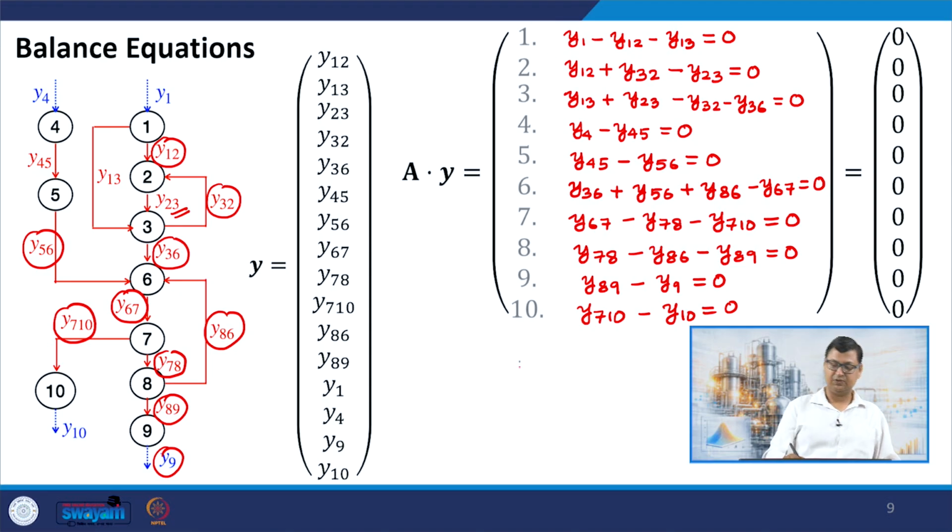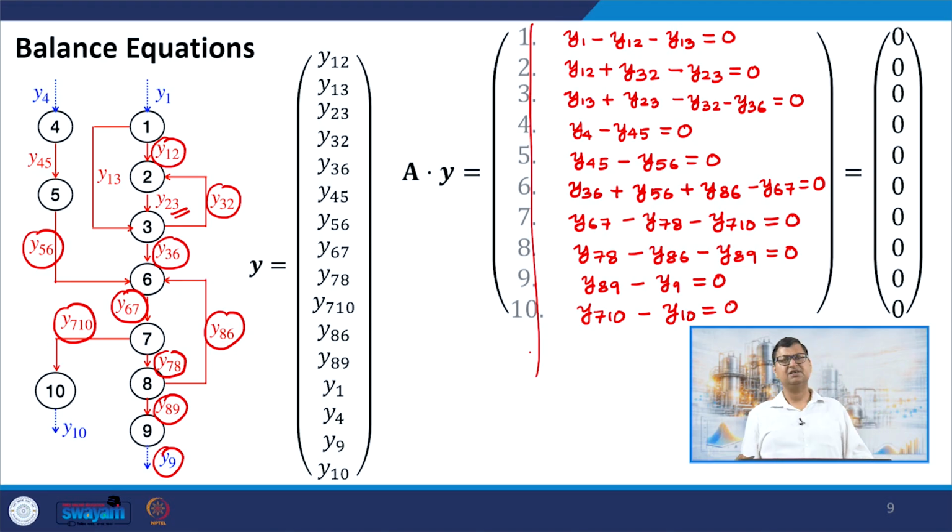Okay, keep in mind this 1 to 10 that I have written, these are the labels, they are not part of the matrix. So, A dot y is equal to the null vector gives me the balance equations. So, we have a programming way in which I can analyze a graph starting from the incidence matrix and augmented incidence matrix, multiplying with the column vector, which in this case are the flow rates, let us say the mass flow rates, and we can get essentially the mass balance equations for all the units in the flow sheet.